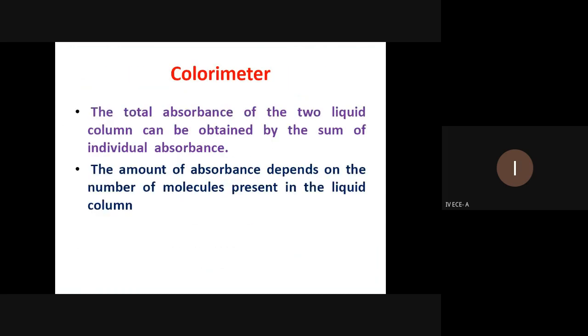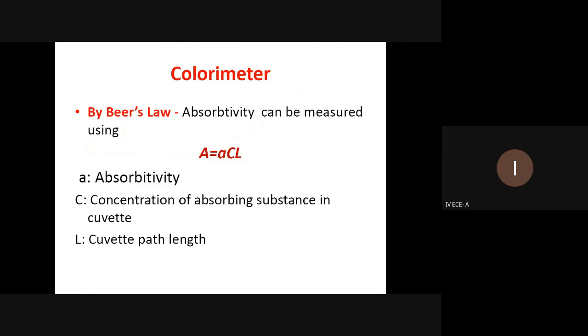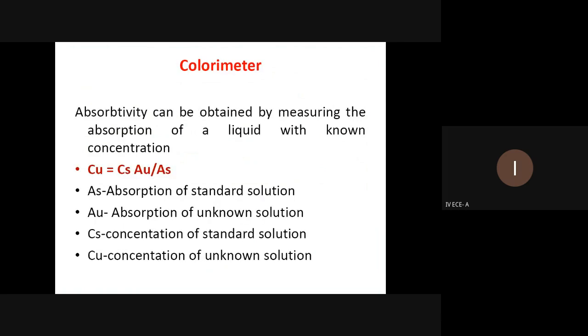In the calorimeter, the total absorbance of the two liquid columns can be obtained by the sum of individual absorbances. The amount of absorbance depends on the number of molecules present in the liquid column. So what does Beer's law state? Beer's law states that A equals a times C times l, where a is absorbability, C is the concentration of absorbing substance in the cuvette, and l is the cuvette path length. The absorbability can be determined by measuring the absorption of a liquid with a known concentration, that is Cu = Cs × Au / As.